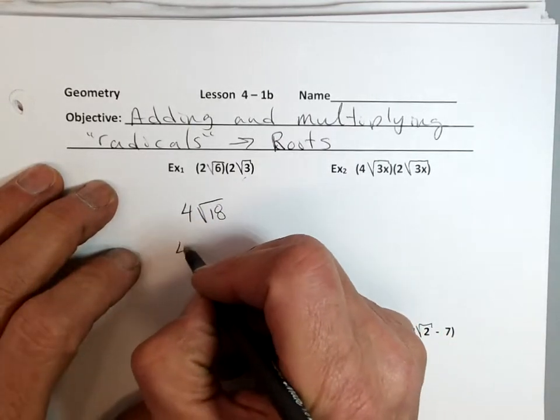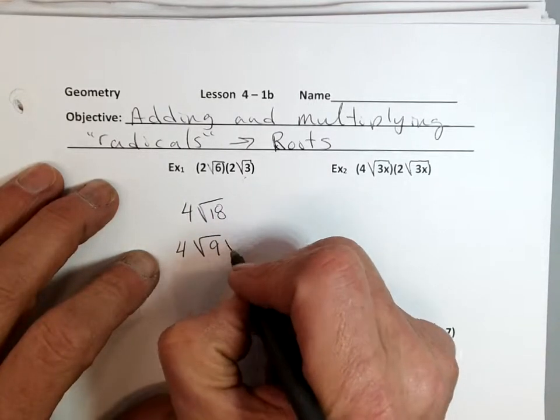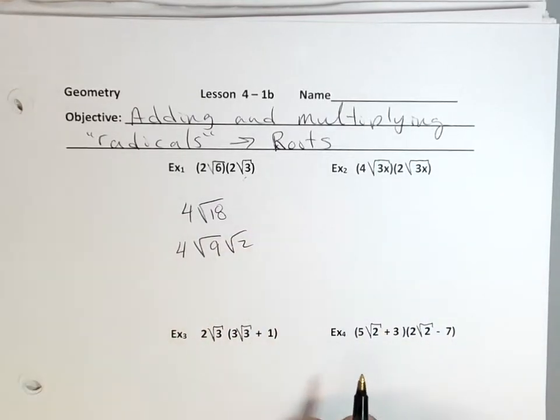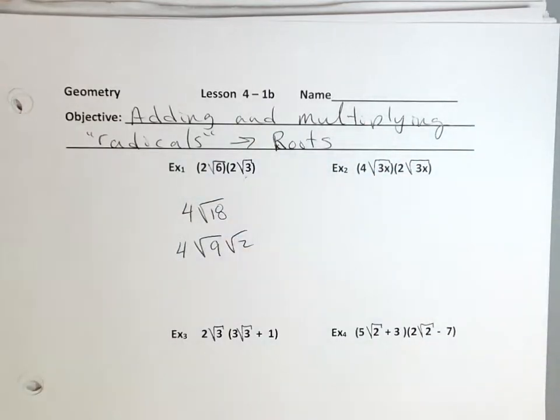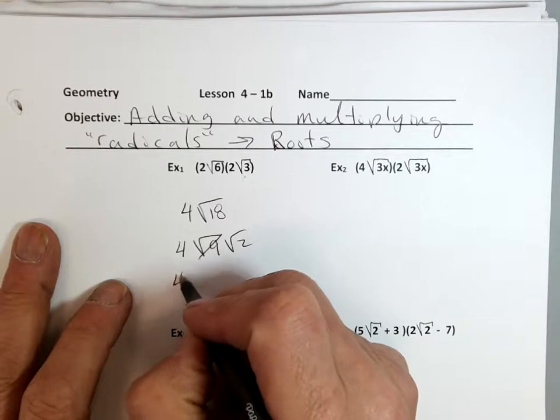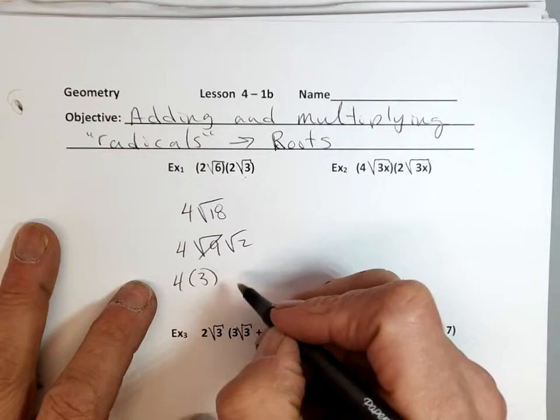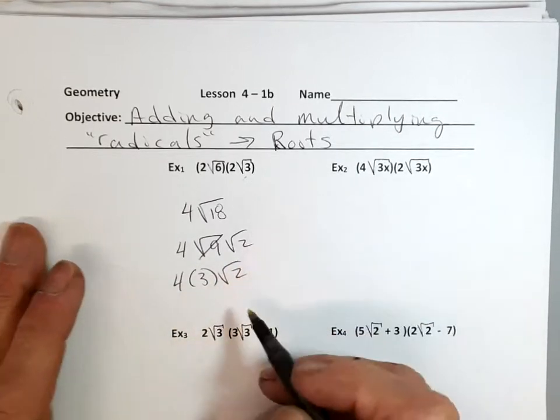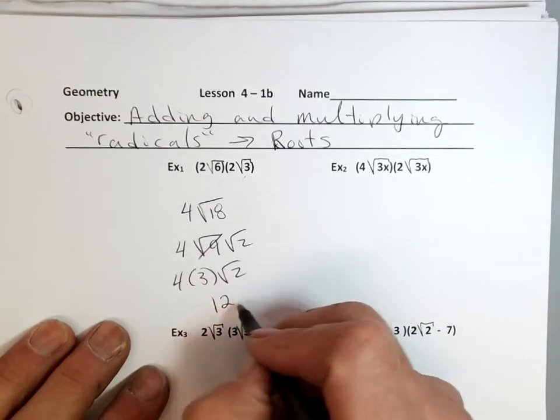Now, the 4 is a whole number. Leave the 4 alone. But the 18, I can make it into 9 times 2. Square root of 9 times square root of 2. Don't use 3 and 6. Yes, 3 and 6 will make 18, but neither one of those numbers, 3 or 6, are one of my perfect square roots, right? So from here, I can take the square root of 9 and make that a 3, right? So I'll have this 4 times a 3, and the square root of 2 is still an ugly number, so I'll leave it as the square root of 2. Finally, 4 times 3, regular whole numbers, makes 12, square root of 2.